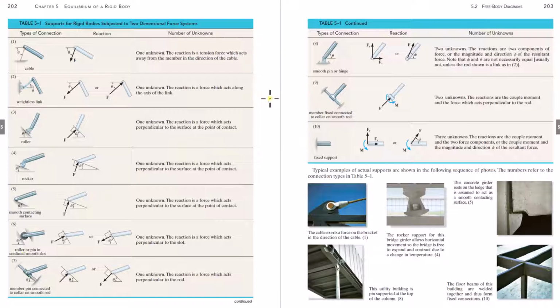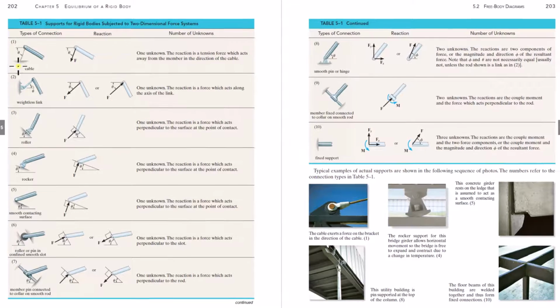Here, it shows a table of different types of support reactions. Again, this is just two-dimensional. We're going to see another table like this in an upcoming video for three dimensions. But let's take a look here.